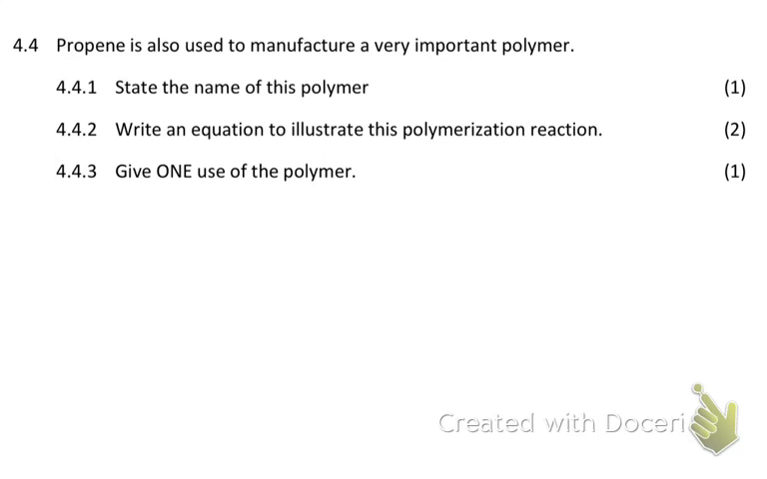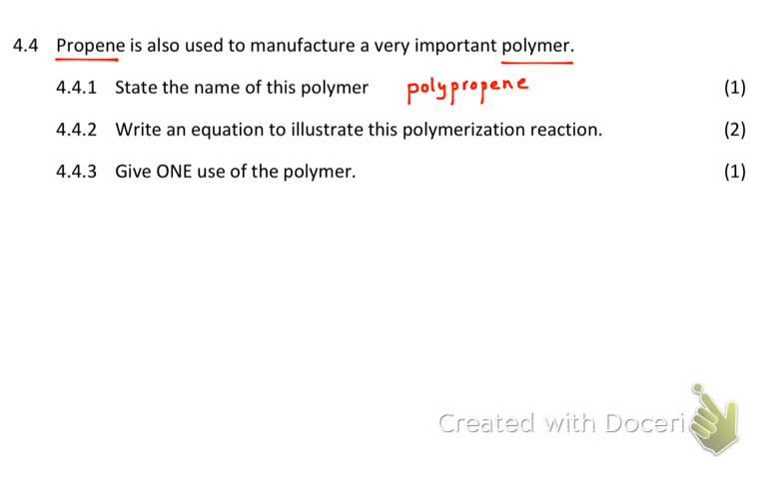4.4, propene is also used to manufacture a very important polymer. The name of the polymer. Polymers are named by using the prefix poly, and then after that prefix putting the name of the monomer. And so because we have a polymer formed from propene, we call it polypropene.